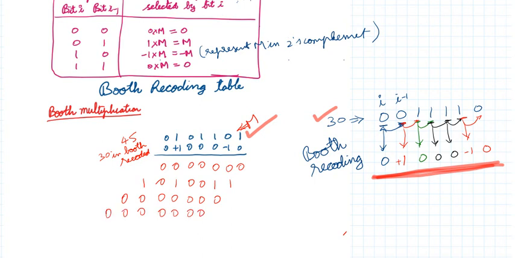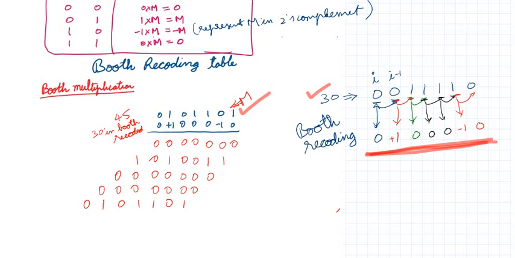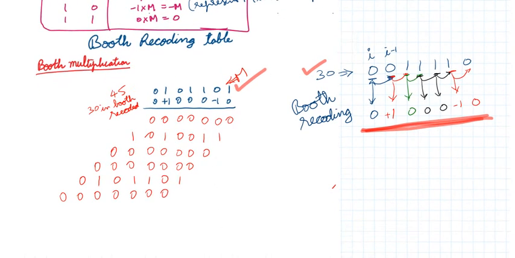Then for the plus 1, for 3 zeros, we can put it like this. For the plus 1, it would be 1, 0, 1, 1, 0, 1, 0. Plus 1 into m is m, so I am writing the m as it is. Then for 0, it would be 0, 0, 0, 0, 0, 0, 0. Got it? Okay, so this is the idea.